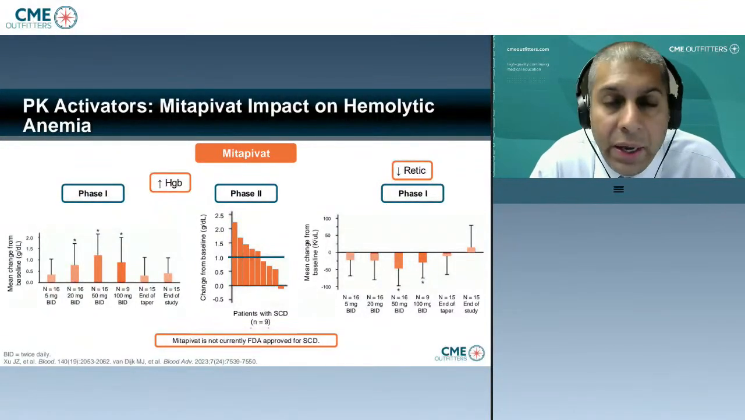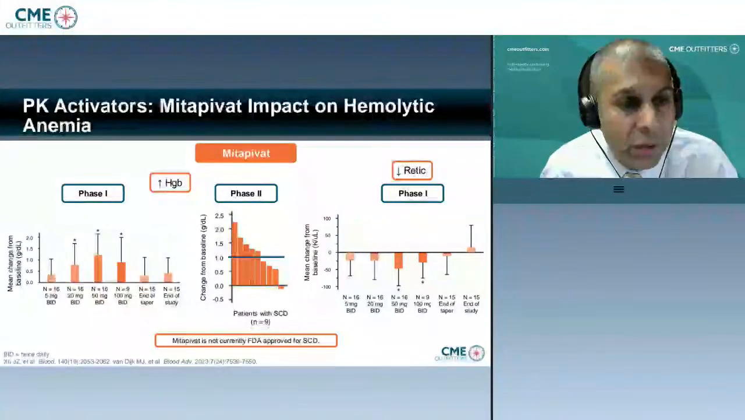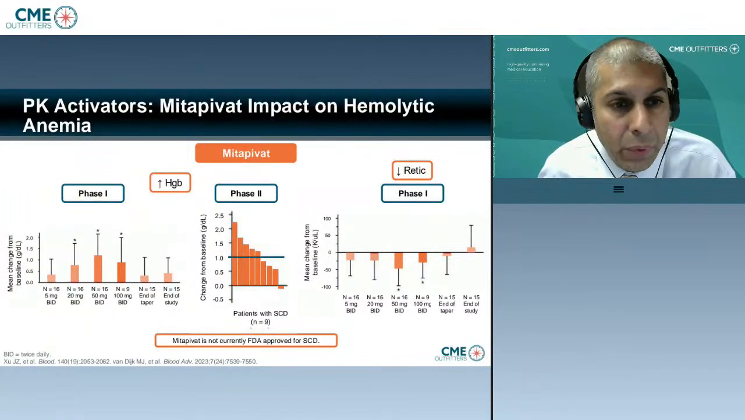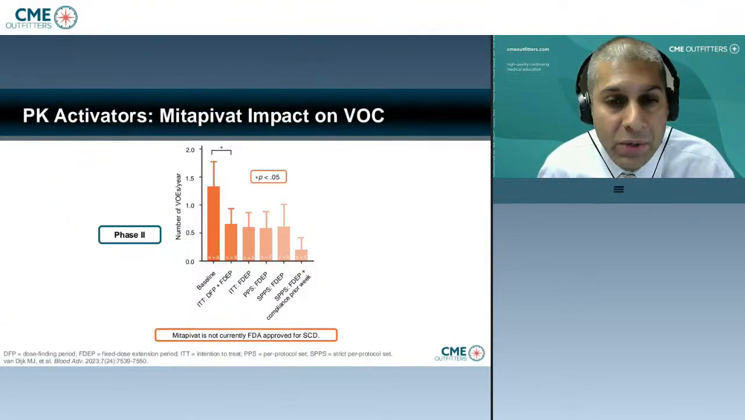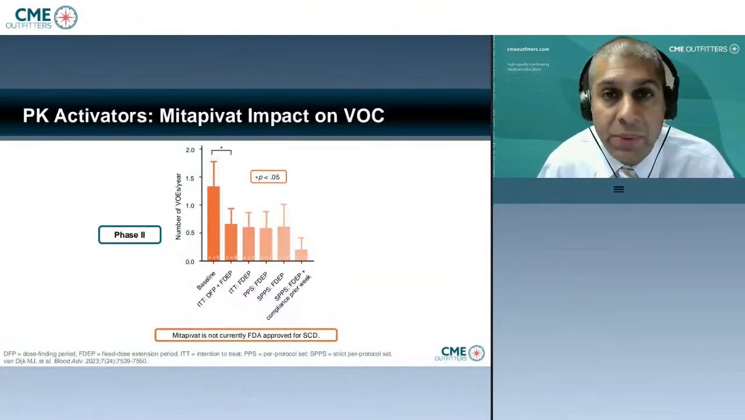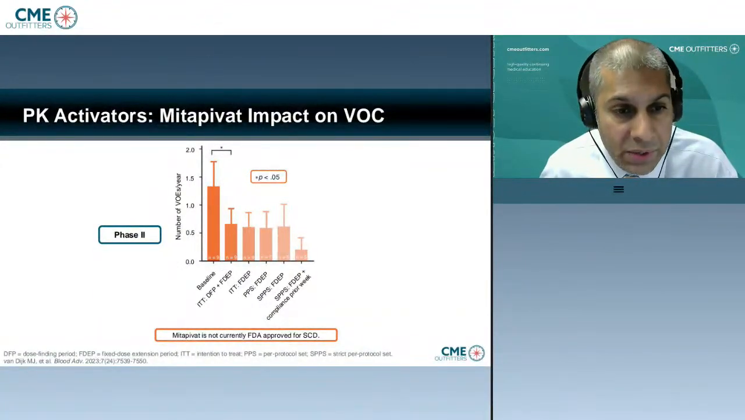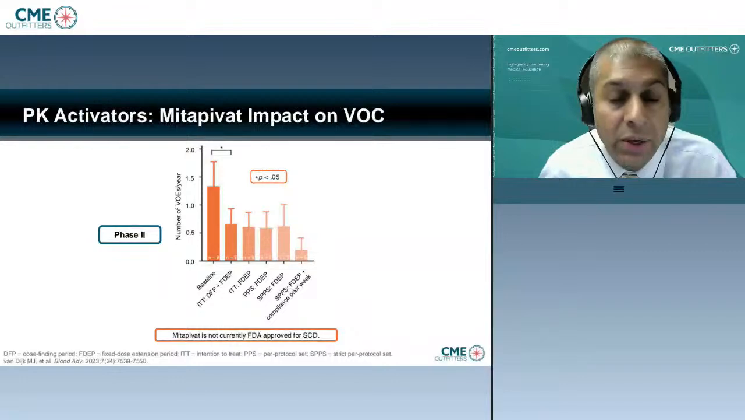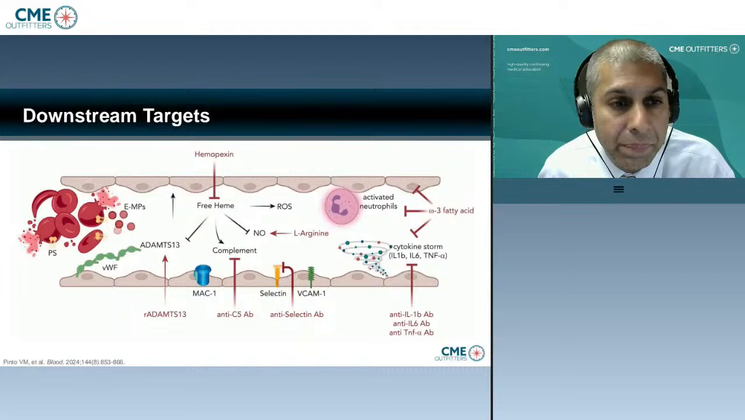Mitapivat is the other pyruvate kinase activator, and very similar efficacy and result data, where you can see with incremental doses, the hemoglobin concentration improved. In a long-term phase 2 study, there was also this consistent and sustained improvement in hemoglobin, while the reticulocyte count, a marker of hemolysis, improved in most patients. And again, when you look at the vaso-occlusive episodes, very similar to etavopivat, those patients that were receiving the study drug had a reduction in the rate of vaso-occlusive episodes, approximately in half.